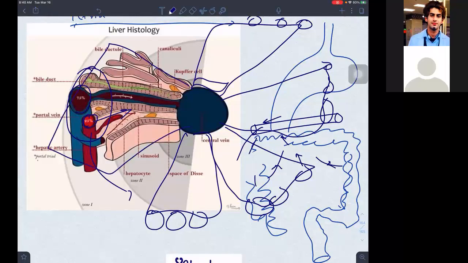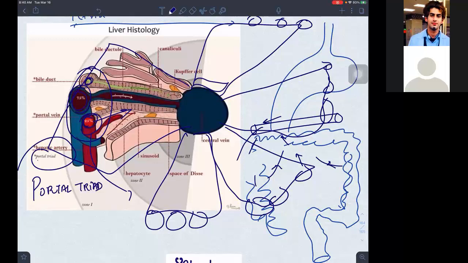Yes, my dears. Can I see the bile duct? Can I see the portal vein? Can I see the hepatic artery? So can I say this is a portal triad? The most important concept which we can ever learn.